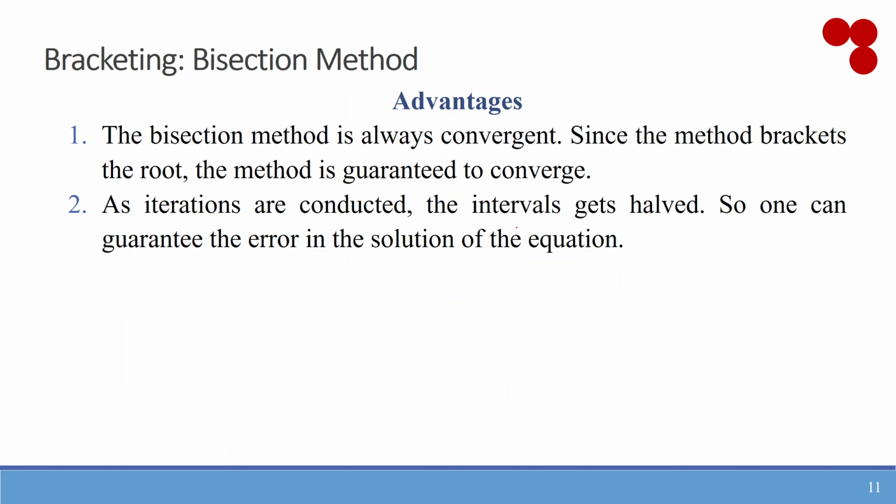Now, an advantage of the bisection method is that it is almost always convergent because we are bracketing the root. We are ensuring that a root exists between the interval. And as iterations are conducted, the interval gets halved. So one can guarantee the error in the solution of the equation.